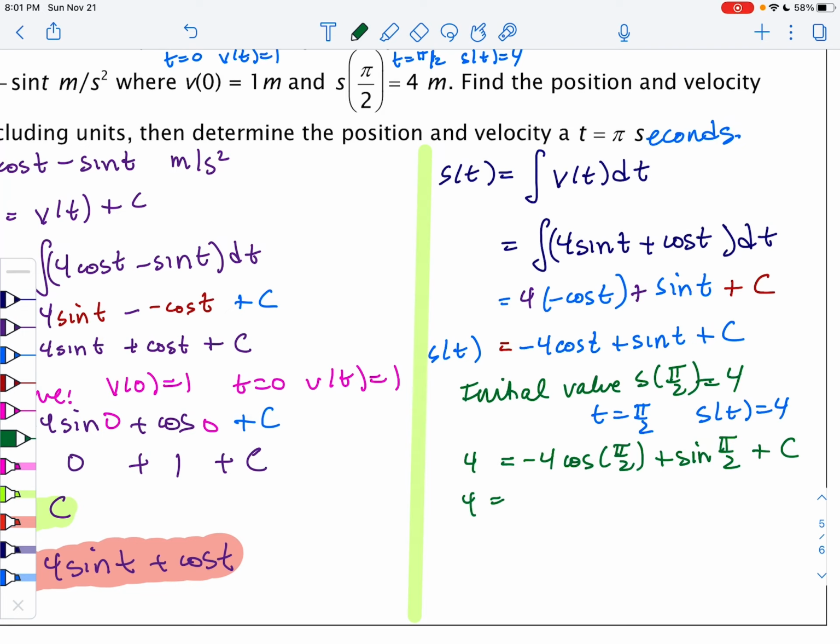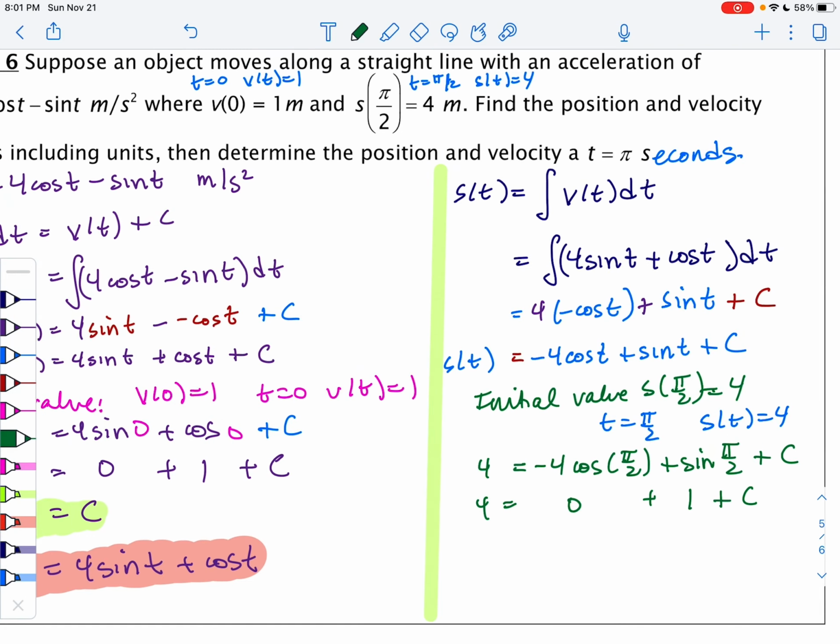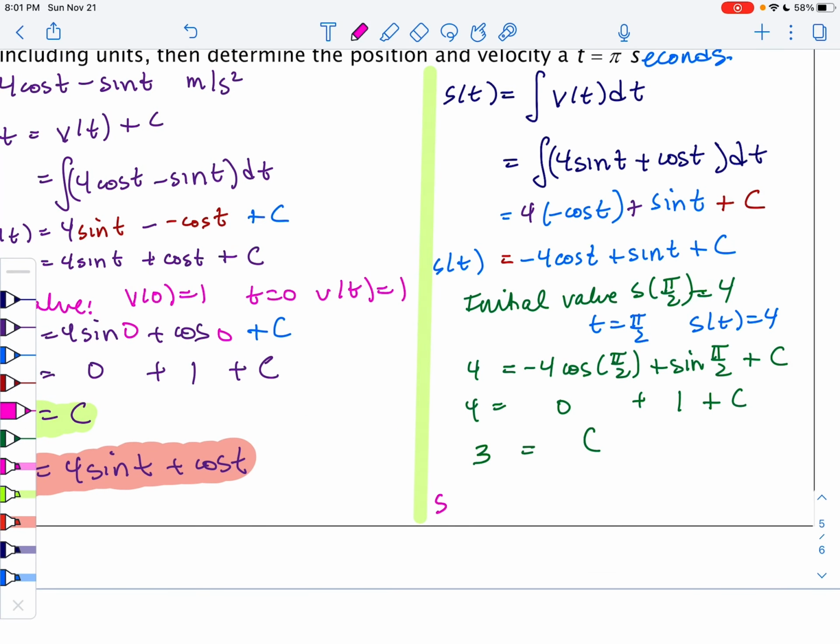Cosine of pi over 2 is 0. Sine of pi over 2 is 1. And so in solving for c here, I get 3. So my position function, the particular one that satisfies the initial values, is going to be minus 4 cosine t plus sine t, and we're going to add plus 3 and not just plus c.